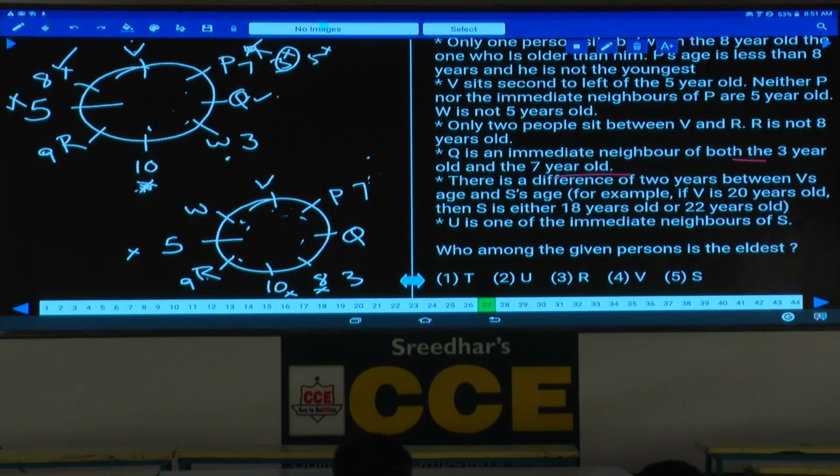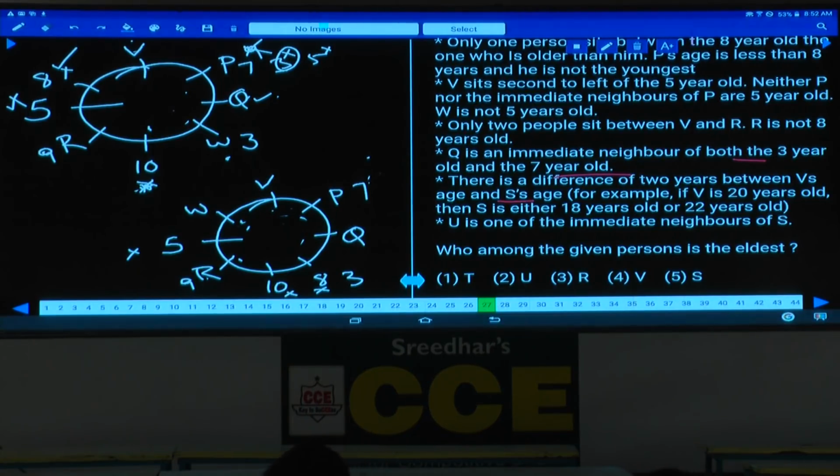There is a difference of 2 years between V and S. And as of now, V and S, there are two different. There is a difference of 2 years between V and S, and U is one of the immediate neighbors of S. As U is one of the immediate neighbors of S, tell me, now U and S must be adjacent to each other. As U and S are adjacent to each other, then where should this U and S be?